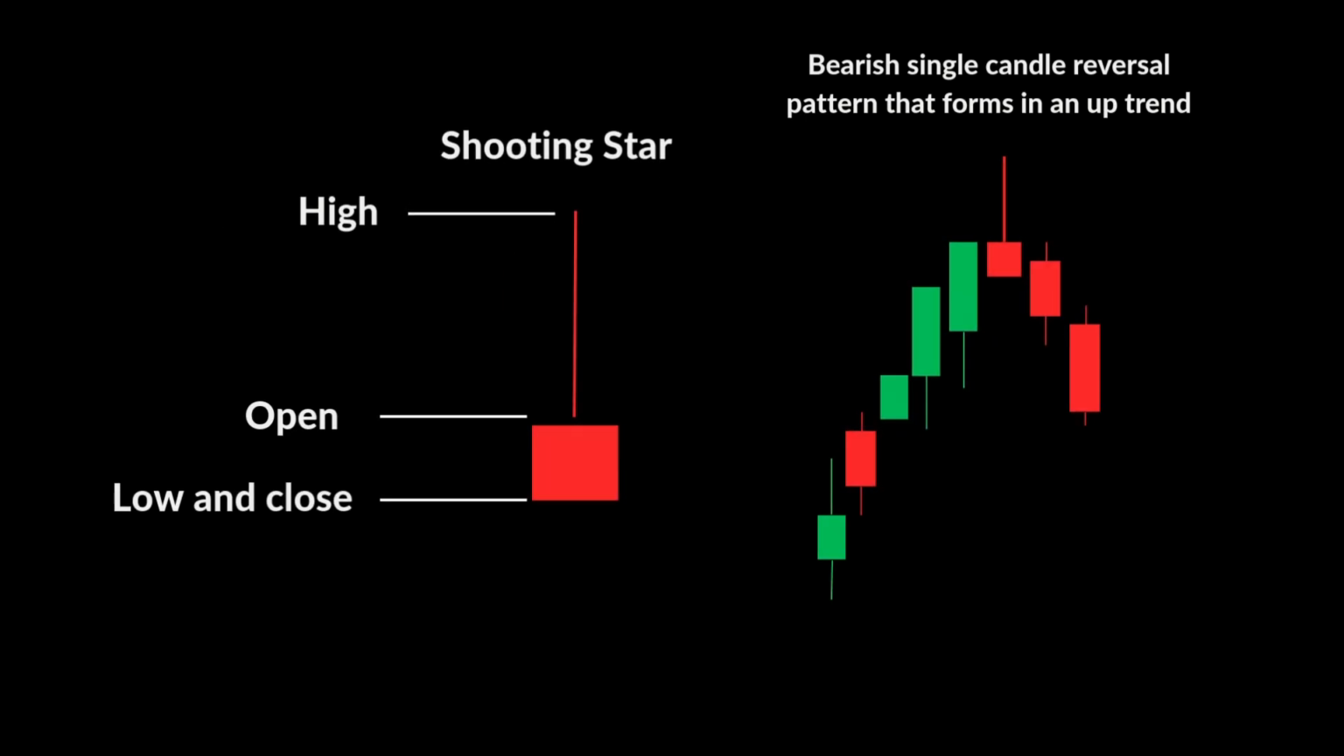Shooting star. This one's kind of the opposite. It has a small body near the bottom and a long upper shadow. It also suggests a bearish reversal. As shown in the example, the price dropped right after these candles appeared.